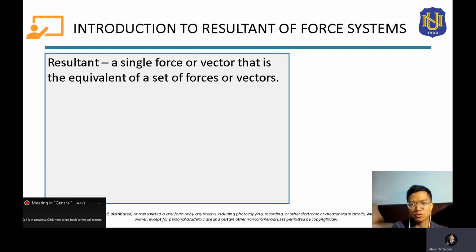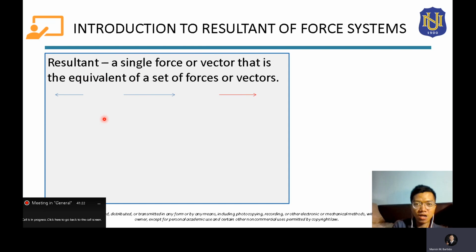So now let me introduce to you the resultant of force system. This topic will actually be discussed on our next discussion, but I will introduce to you now the definition of resultant. So resultant is a single force or vector that is the equivalent of a set of forces or vectors. Let's say we have here this force system. We have two forces here, and these two forces can actually be represented by a single force, which is the resultant.